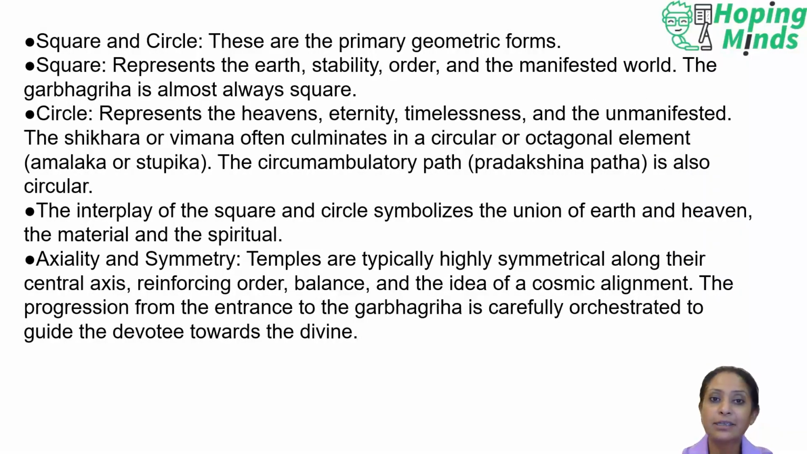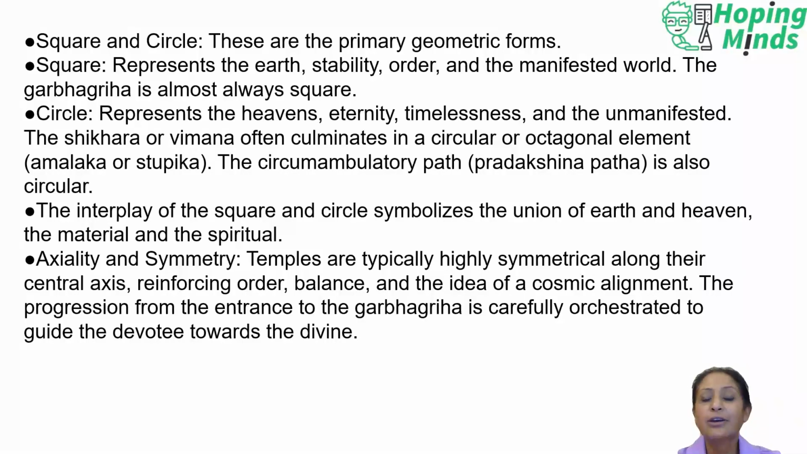Square and circle. These are the primary geometrical forms. So we did see in earlier modules that a square and circle could have pretty much the same area in a different shape though. Now a square represents the earth, stability, order and the manifested world. The Garbhagriha is almost always a square.